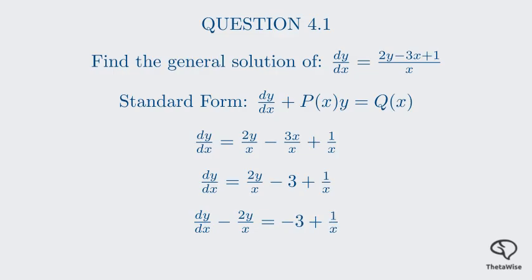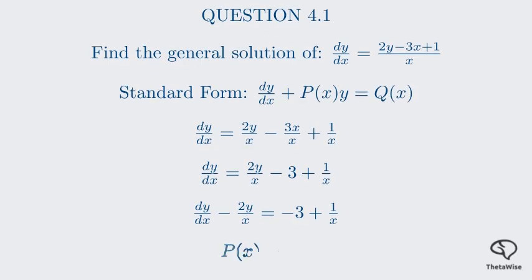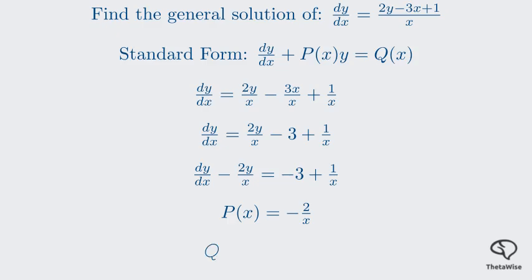From this form, we can identify our p(x) and q(x) terms, which are crucial for the next step. Our p(x) is the coefficient of y, which is negative 2 over x. Our q(x) is everything else on the right side, which is negative 3 plus 1 over x. Now that we have our equation in standard form, we can apply the integrating factor method. The integrating factor, which we'll call IF, helps us simplify the equation.